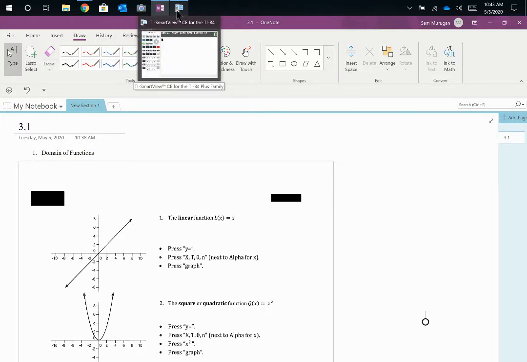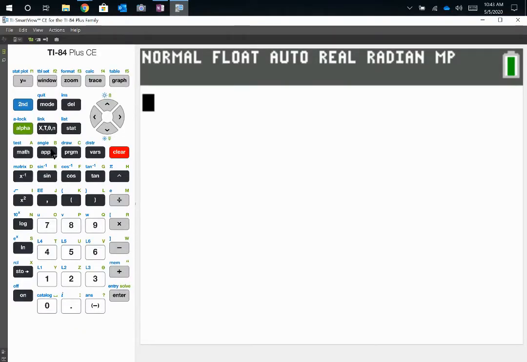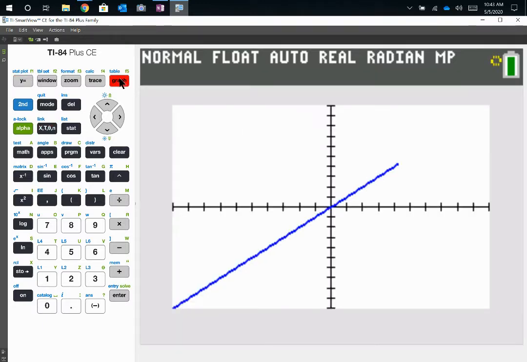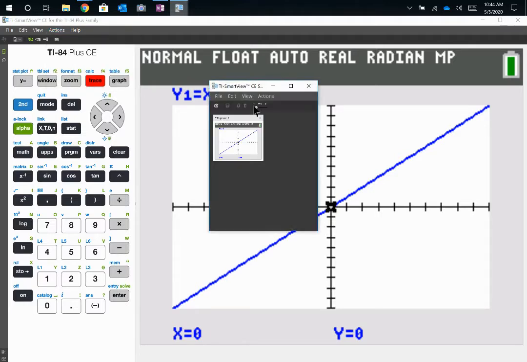The linear function is any function f of x is equal to x or 3x plus 2 or anything like that. Press y equals and type in x, and you get the graph of the basic linear function. This is y equal to x. I'm going to capture this.